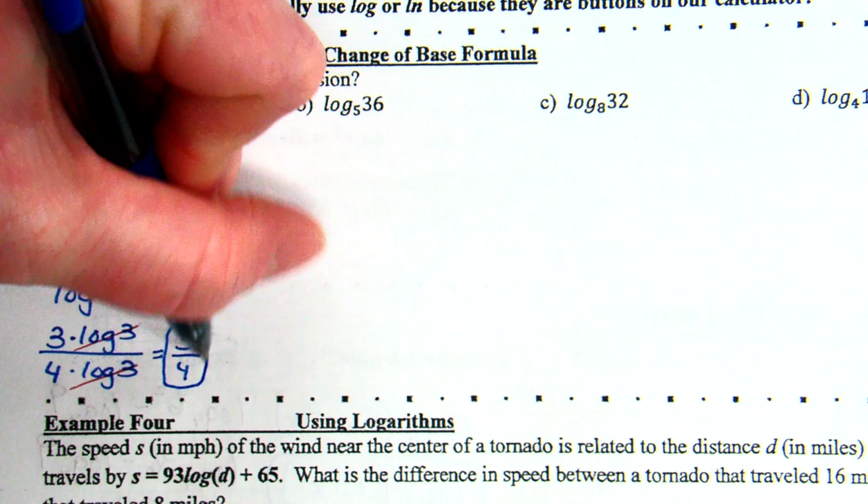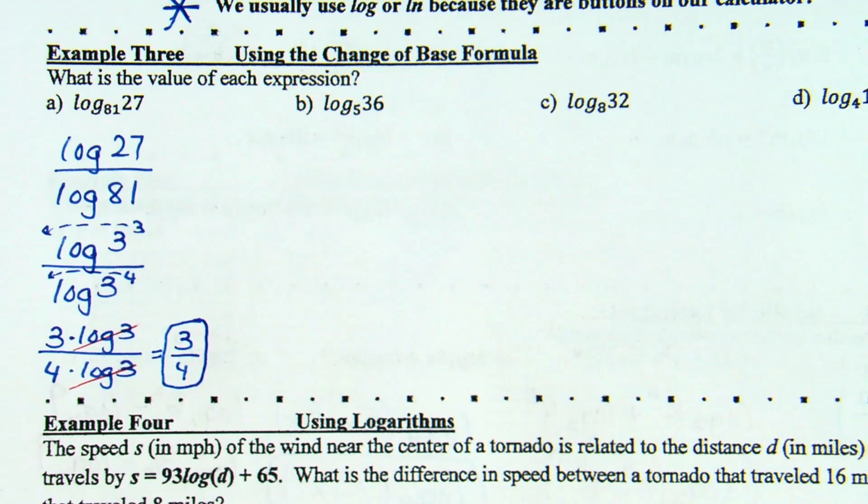Those of you that from the beginning did log 27 divided by log 81 on your calculator, what does your calculator tell you? 0.75. Is that equivalent? Yeah, 0.75 if you didn't change it to a fraction. So, good to know, guys. Really good to know. Change of base formula, it's so easy to forget, but it's so easy to use.